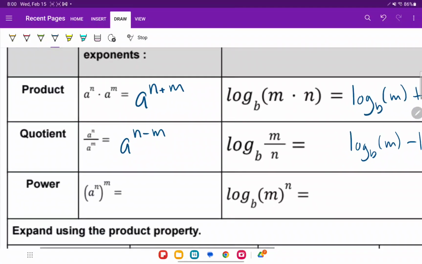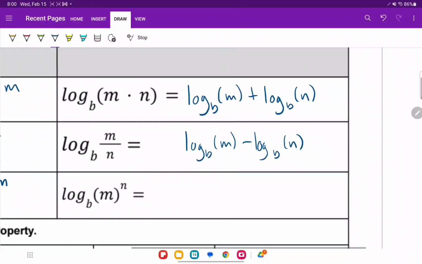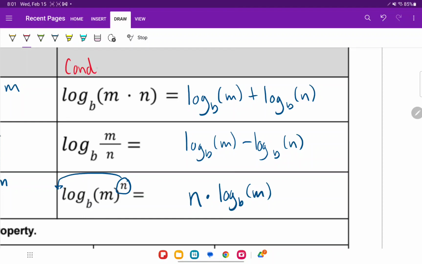And then last, we have the power property. The power property says when you have a base with an exponent raised to another power, what we actually do here is multiply those two together. So a to the n times m. Now over here, to make that property work, we're going to take this n right here and move it to the front. So that's going to become n times log base b of m. Now, just for reference, on the left side, this is called condensing, which we'll do tomorrow. But right now, we're going to focus on this part, which is expanding the logarithm.